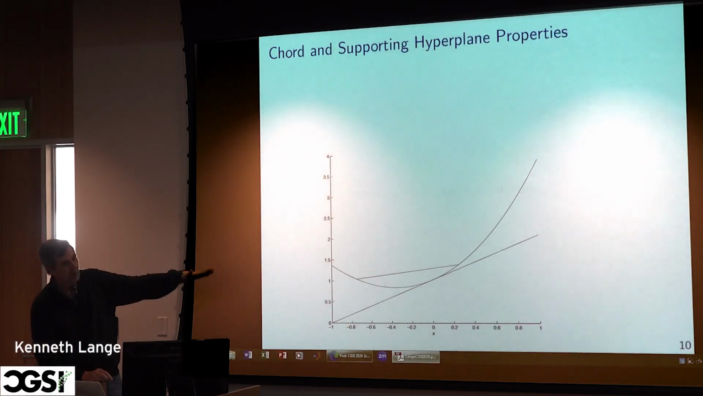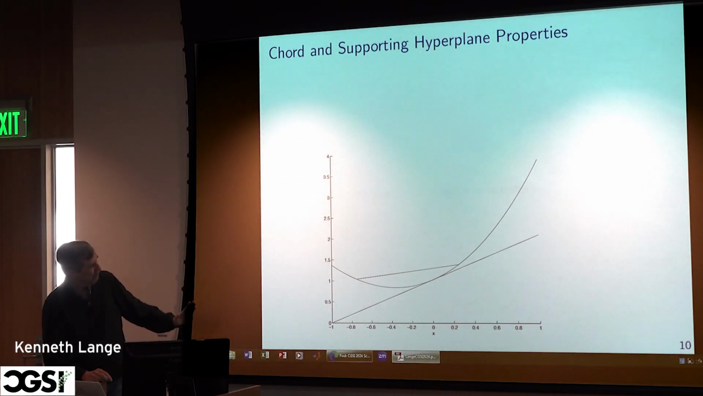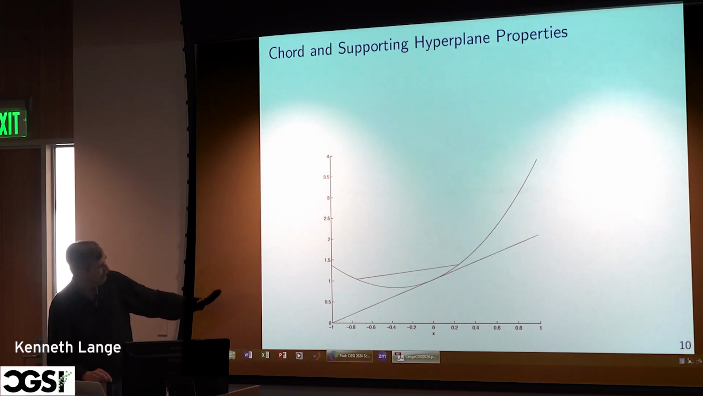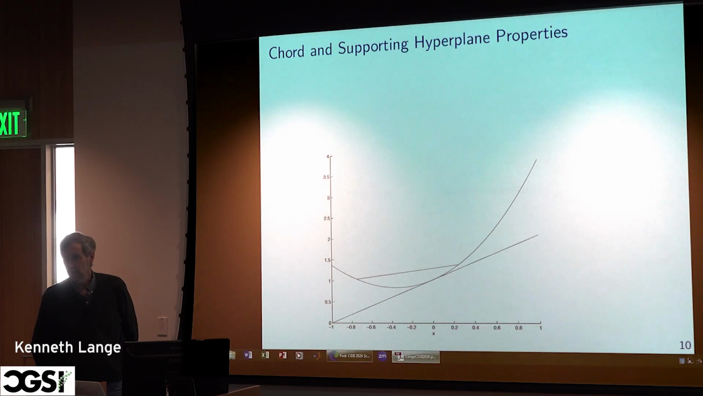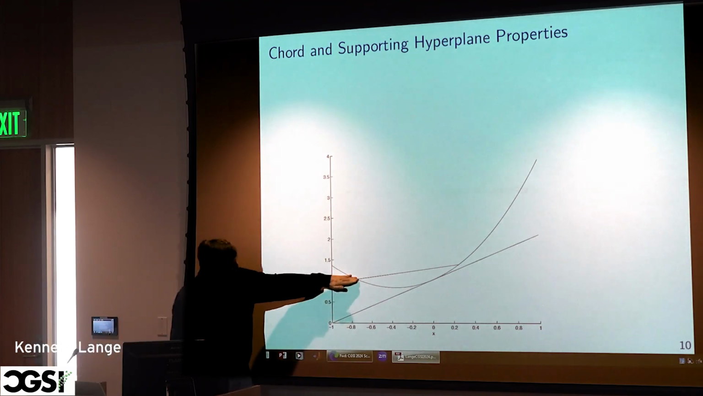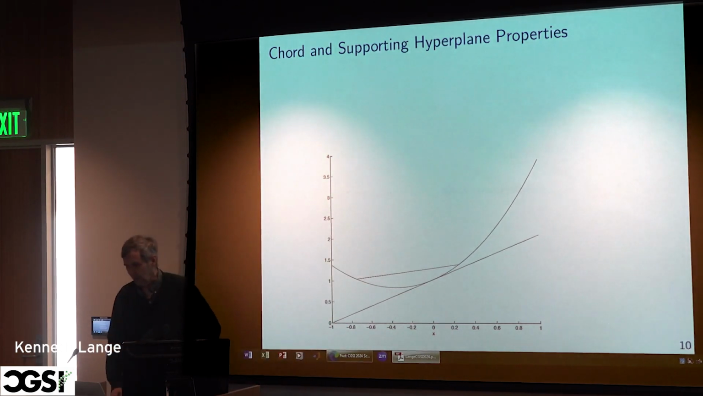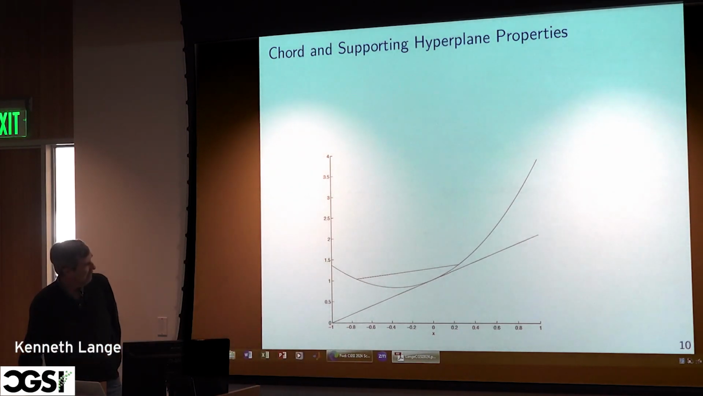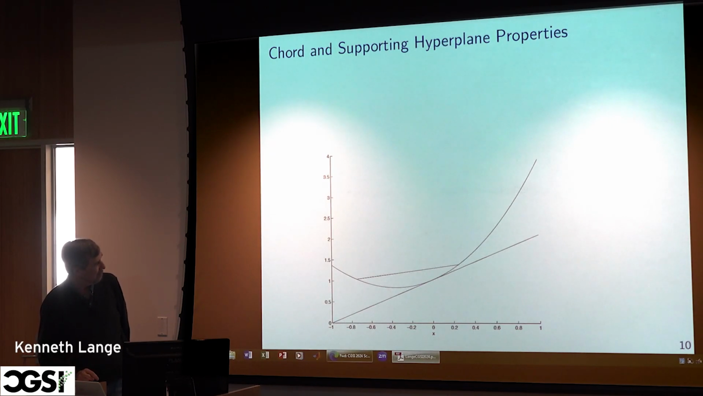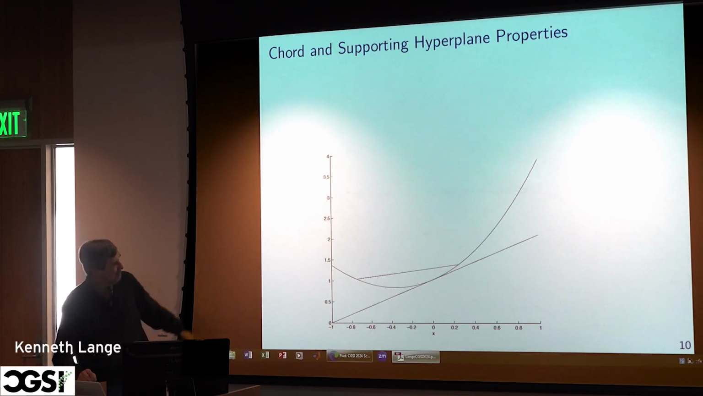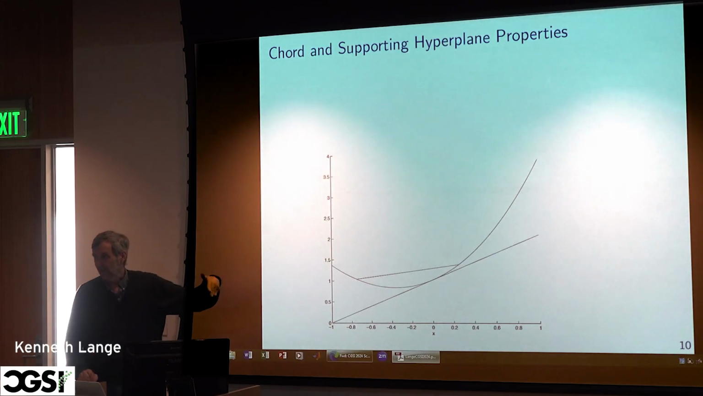So the curve here is convex. The supporting hyperplane inequality is the line beneath the curve. The chord above the graph is basically what's called Jensen's inequality. Okay, so the supporting hyperplane, you can see it already. You have a nice tangency.